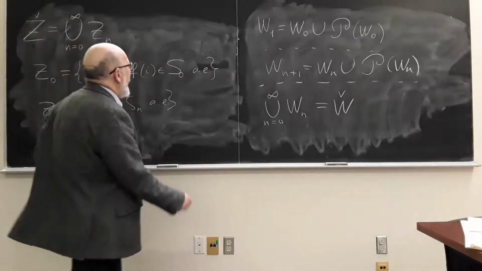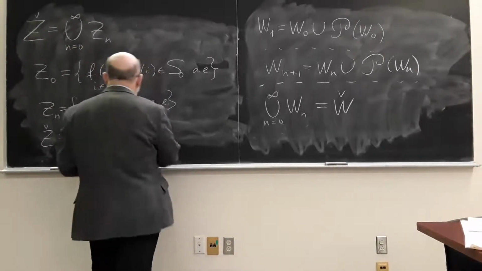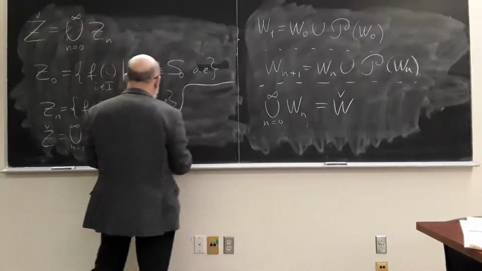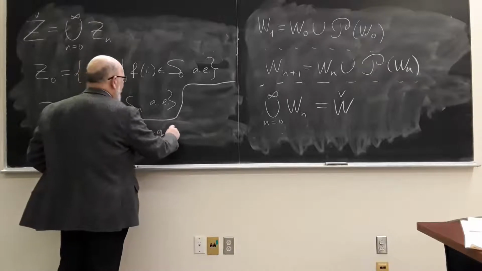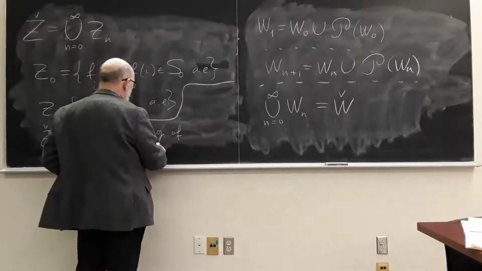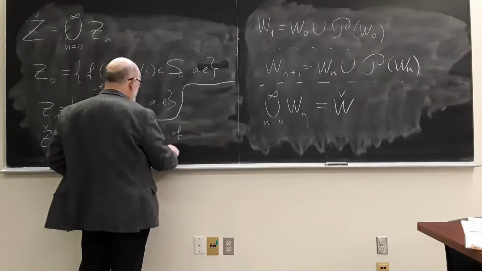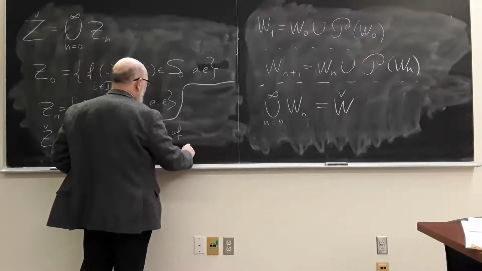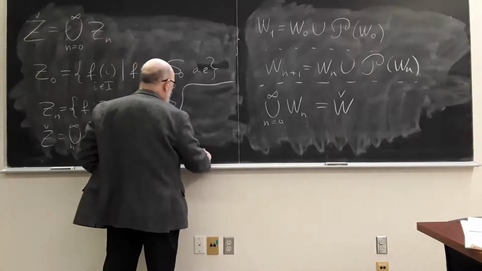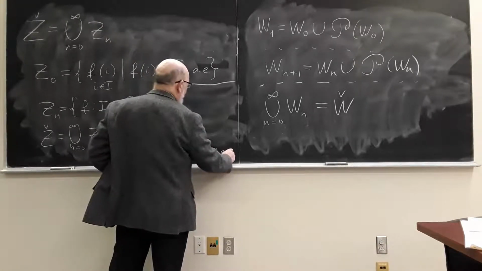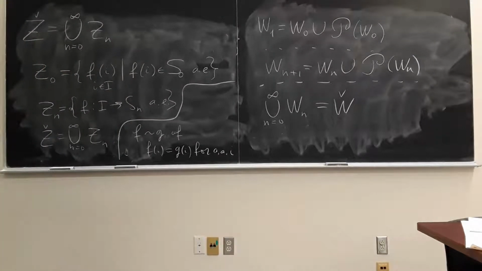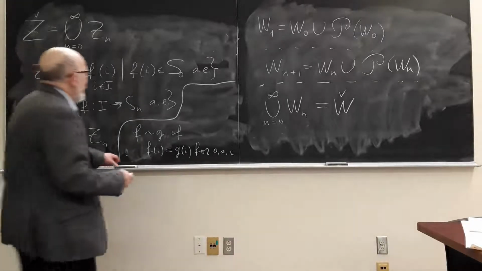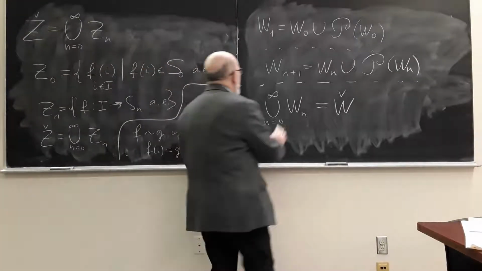Then I define the equivalence relation: f is equivalent to g if f of i equals g of i for almost all i, and almost all means in the sense of the measure which is associated with the ultrafilter. So it is an equivalence relation.